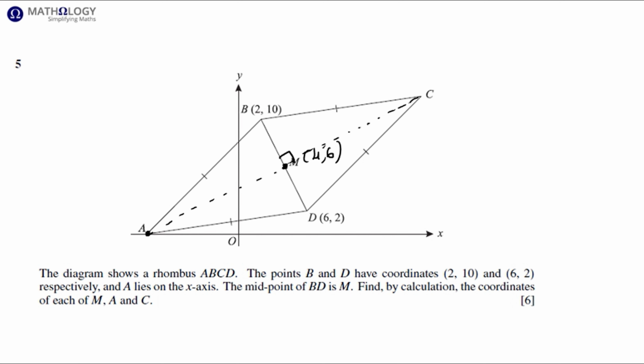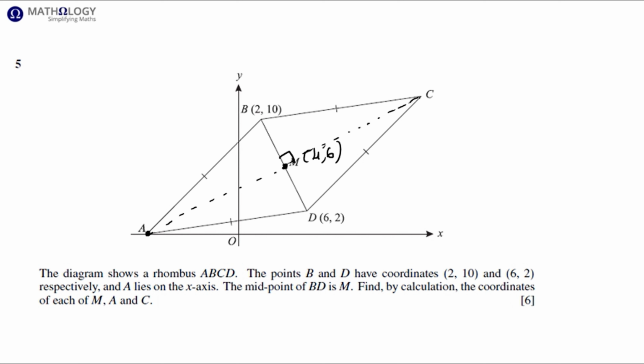But I think even a better way to find the coordinates of A would be to use... actually we can't use the midpoint because we don't know what C is. I was going to suggest using the midpoint. We can't do that. So we're going to have to determine, we've got a point on line segment AC, which is M, which has coordinates 4, 6.